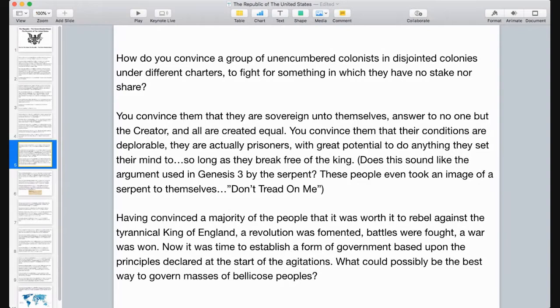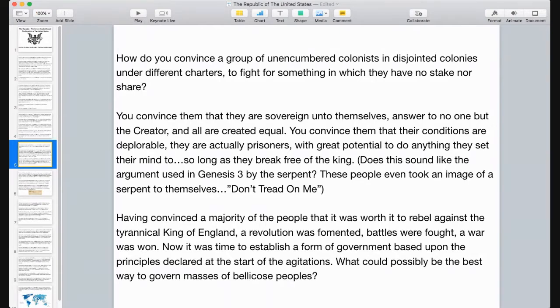You convince them that they are sovereign unto themselves, answer to no one but the Creator, and all are created equal. You convince them that their conditions are deplorable. They are actually prisoners, with great potential to do anything they set their mind to, so long as they break free of the king. Does this sound like the argument used in Genesis 3 by the serpent? These people even took an image of a serpent to themselves.